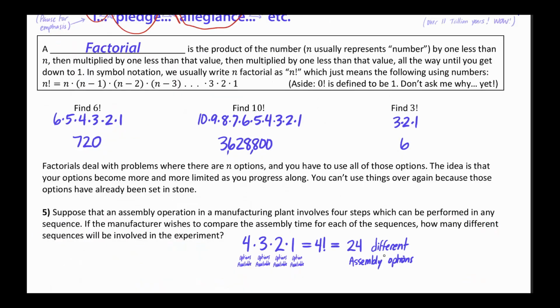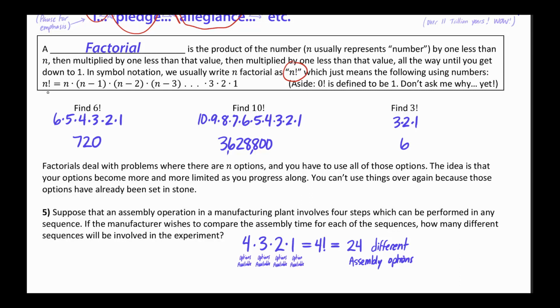Our next idea is called a factorial. A factorial is the product of the number, and usually we use n to represent a number, by 1 less than n, then multiply by 1 less than that value, then multiply by 1 less than that value, all the way down until you get to 1. So in symbol notation, we usually write n factorial using an exclamation point, n exclamation point. All right, and somebody literally just made this up. They thought it was kind of useful, so they called it a factorial, and they said these are the rules that a factorial will follow. It's kind of neat that somebody was inventing math like this.